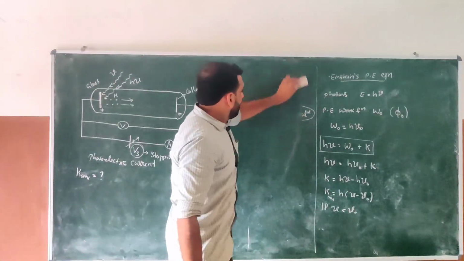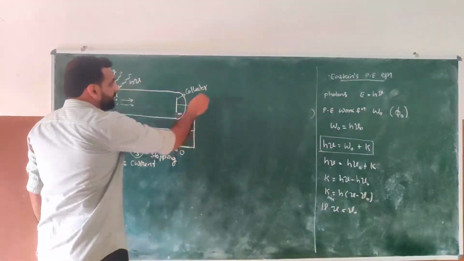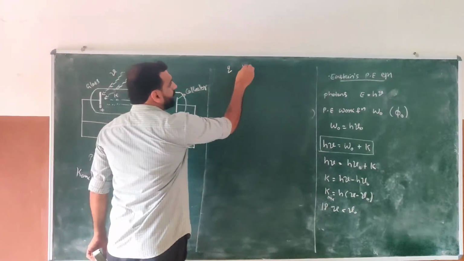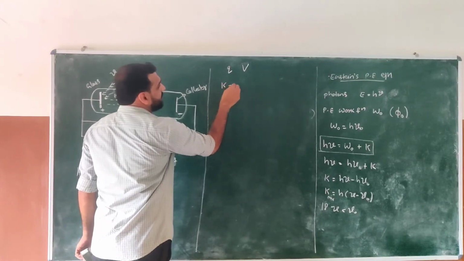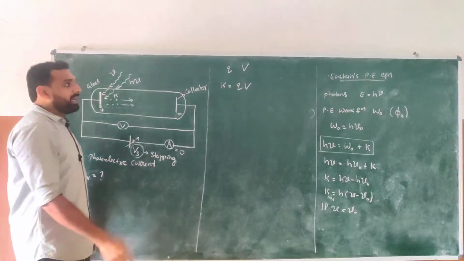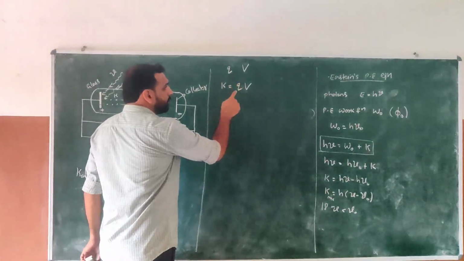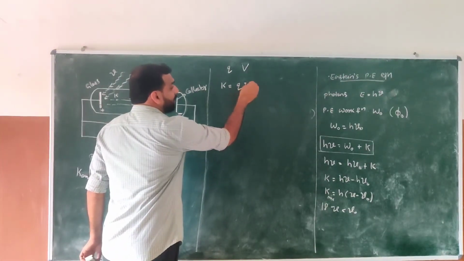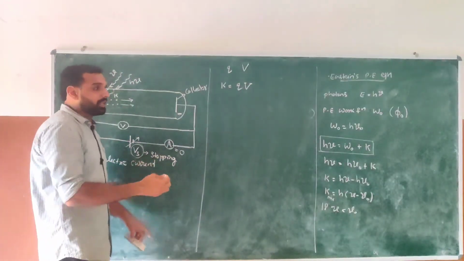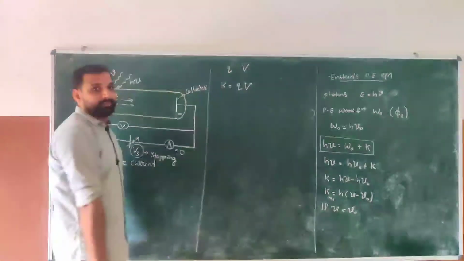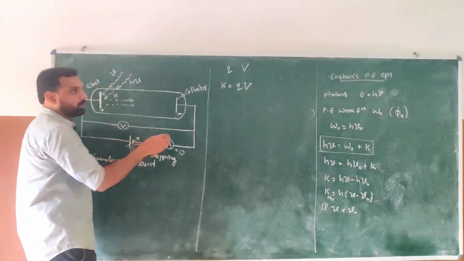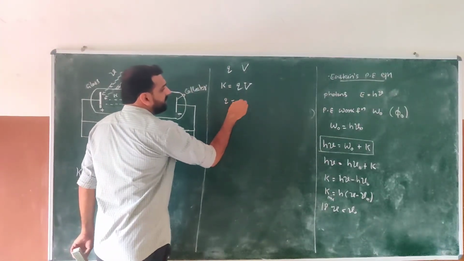Now we can do some simple mathematics. When a charged particle having charge Q is placed in a potential V, the kinetic energy achieved by the charged particle is K equal to Q times V. This is a basic equation. What is the charged particle here? It is the electron, so in this case the charge is e.